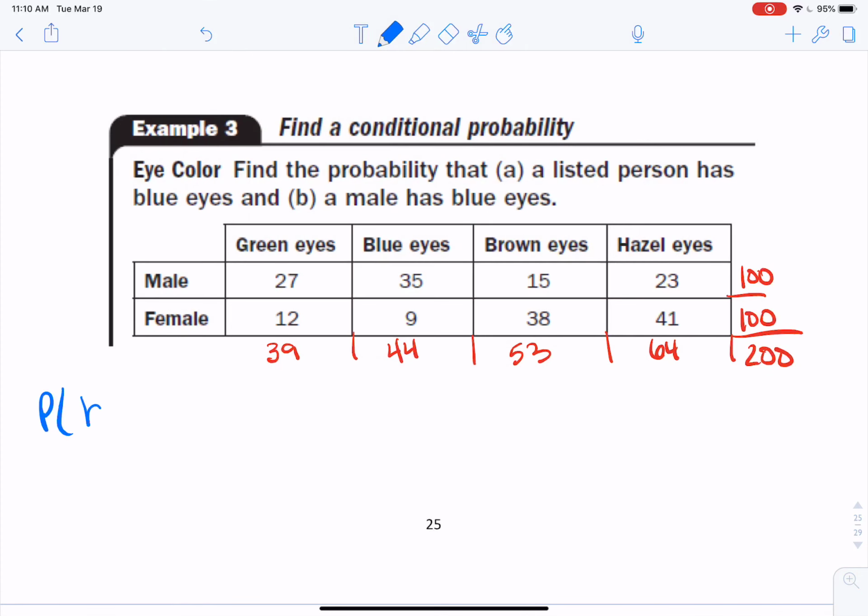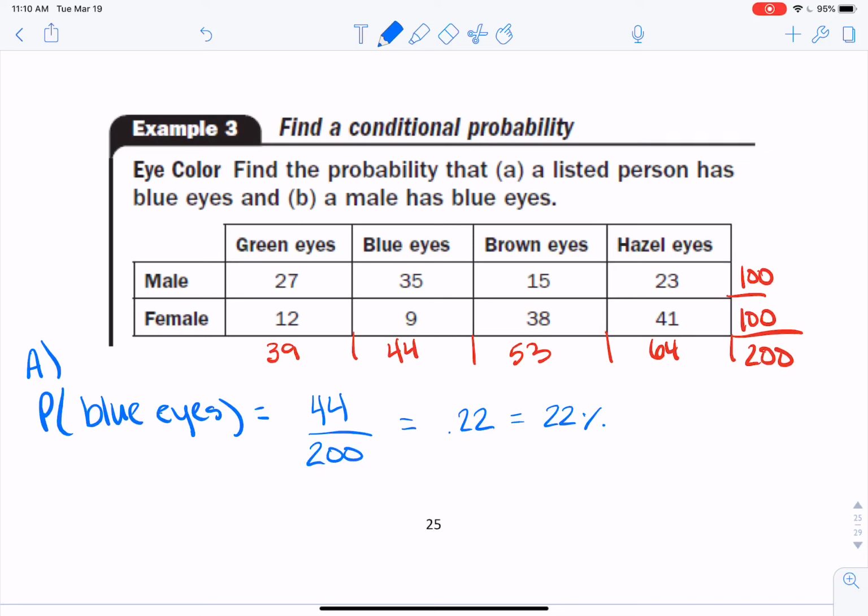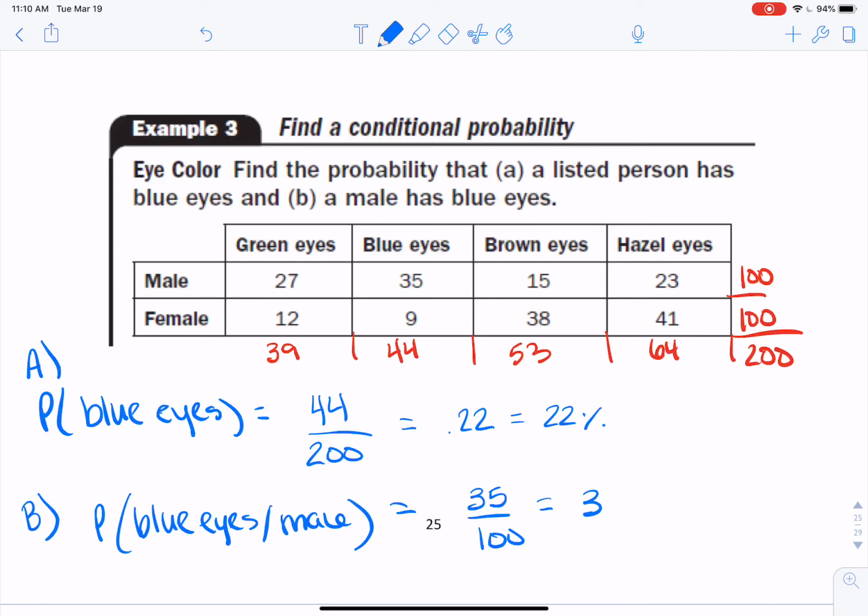So the probability that they have blue eyes is equal to, so that's for A. So how many people have blue eyes? Well, if you look, there's 44 people total with blue eyes out of 200 people total. So if you divide that in your calculator, you get 0.22, which is 22%. For part B, the probability that a male has blue eyes. So blue eyes and is a male. So the males that have blue eyes are 35 of them out of 100 males total. So that would be 35%.